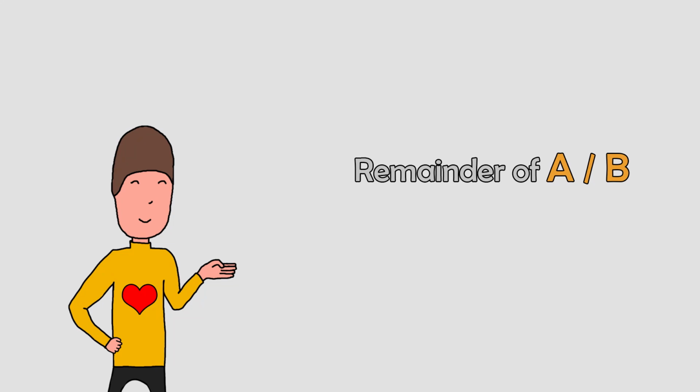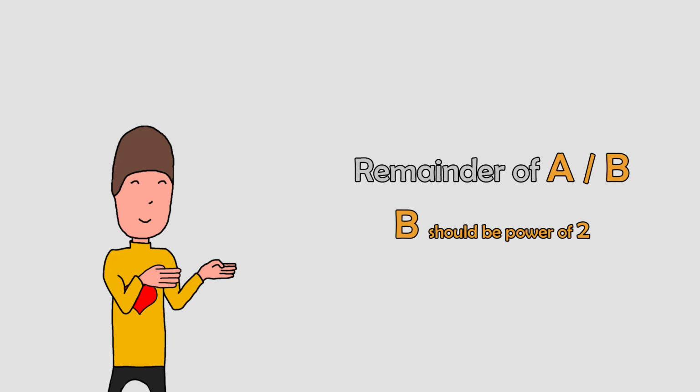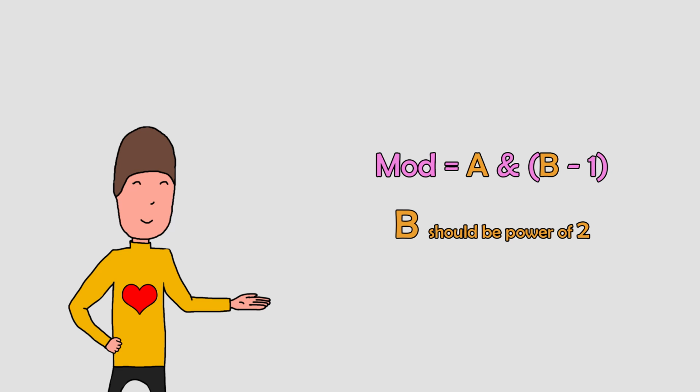Use binary AND to get modulo. Modulo is the remainder of the division of A by B. This technique will also apply only if B is a power of 2. Here you can see the general formula, and let's actually look at how we can apply it.